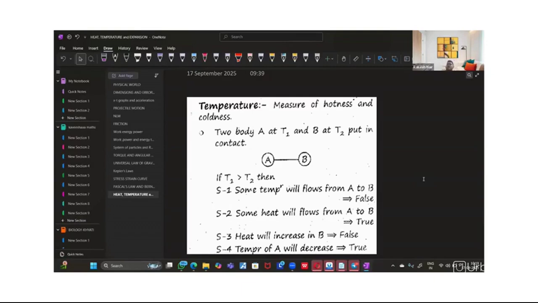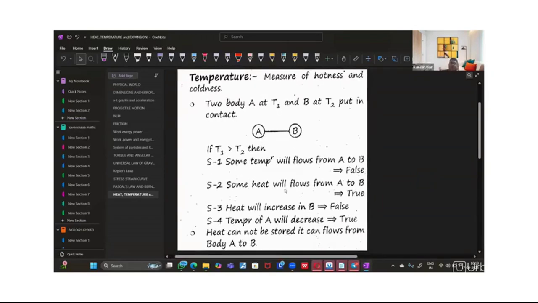The first point: two bodies A and B are at two different temperatures, T1 and T2, and are put into direct contact. Now, if T1 was greater than T2, meaning the temperature of the first body was greater than the second, some temperature will flow from A to B. No, it's false. In the second statement, some heat will flow from A to B. Yes, that's true.